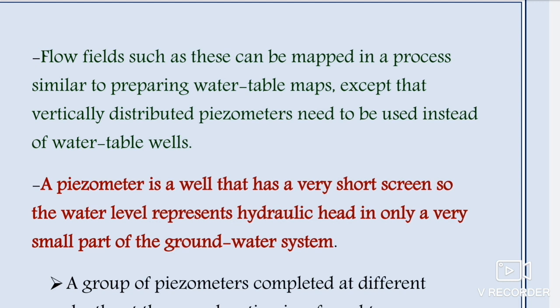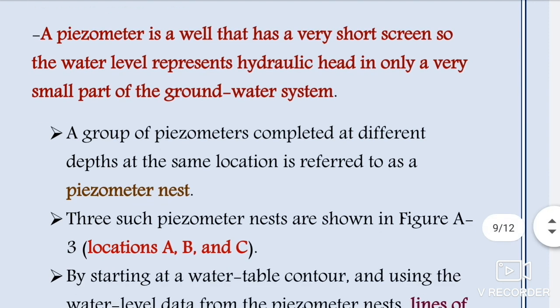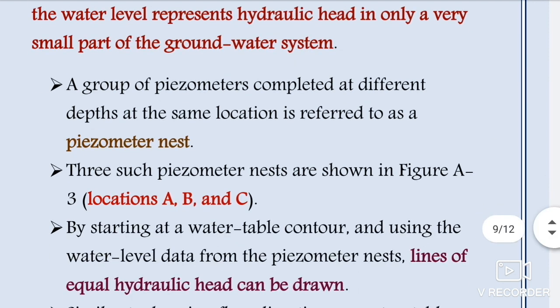A piezometer is a well that has a very short screen, so it represents hydraulic head in only a very small part of the groundwater system. A group of piezometers completed at different depths at the same location is referred to as a piezometer nest.